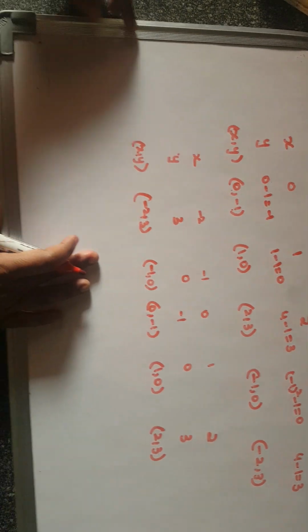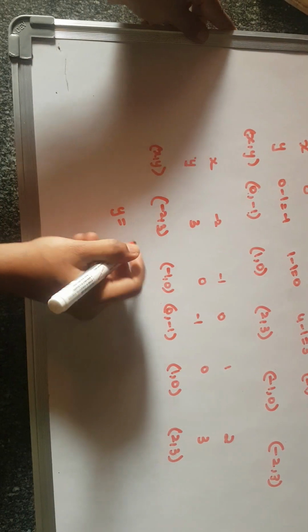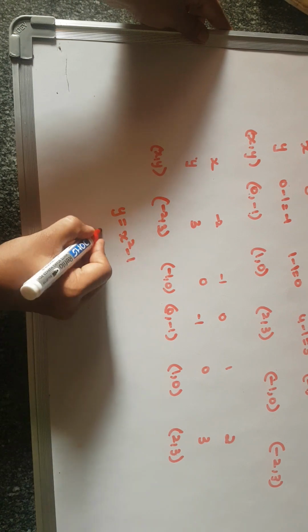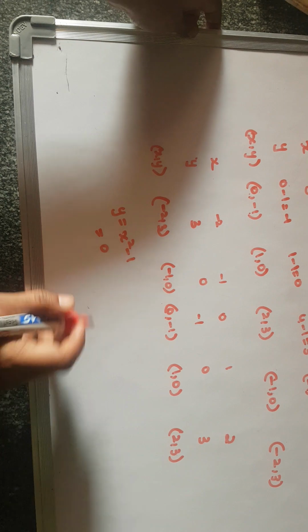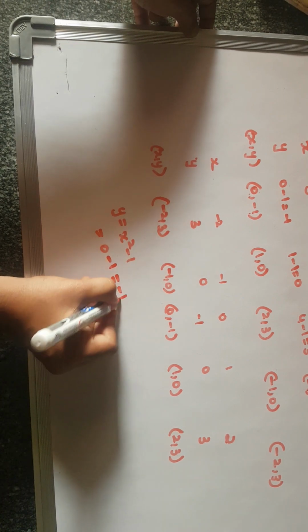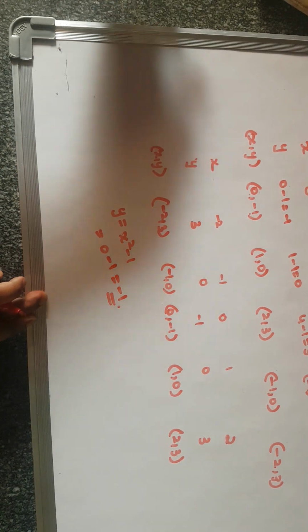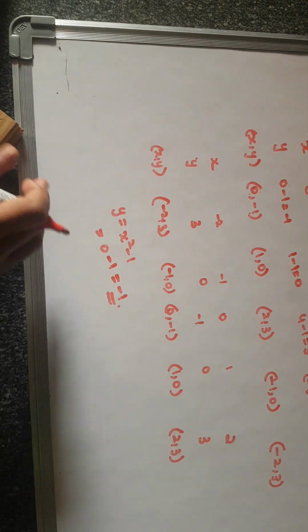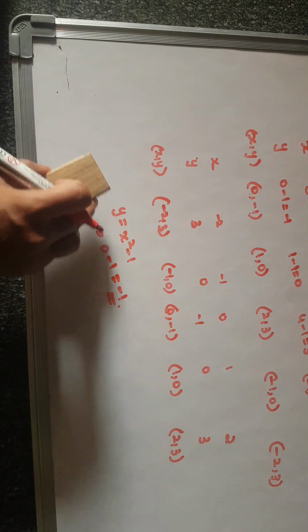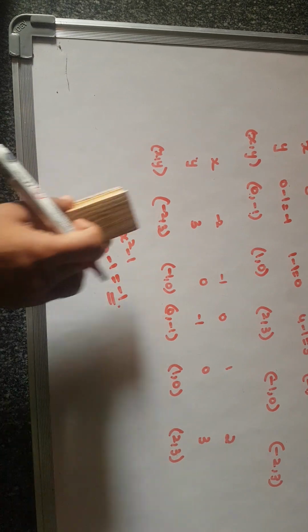How the y value comes: put y equals x square minus 1, take the value of 0, put it in the place of x, and you get minus 1. The y value is becoming like this. So these are the values, and let us draw the graph using these values.